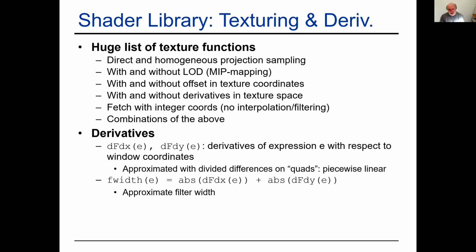So that's essentially the size of a pixel on screen in terms of the expression E. Typically E is a value that is texture coordinates. So in this case, it's the footprint of a texel, right? If E is a texture coordinate, then fwidth of E is the diameter of the footprint of a pixel. And so, for instance, you can use that to filter textures. But there are many other applications.